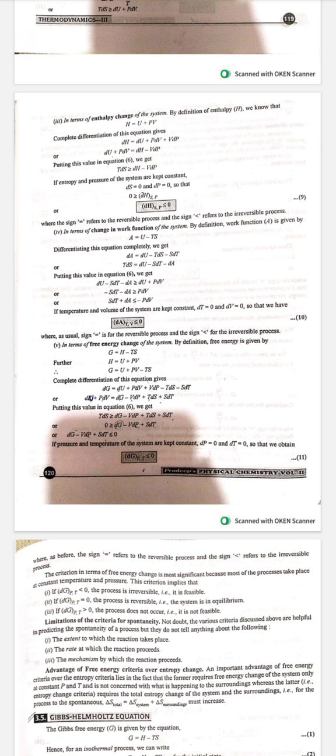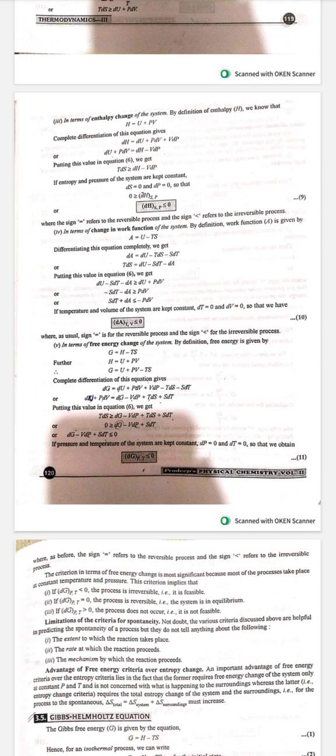Fourth, in terms of change in work function of the system, by definition of work function, A is equal to U minus TS. Differentiating the equation, dA is equal to dU minus TdS minus SdT. So TdS is equal to dU minus SdT minus dA. Putting in the equation, dU minus SdT minus dA is greater than or equal to dU plus PdV minus SdT, so minus dA is greater than or equal to PdV, that is, PdV is greater than or equal to minus SdT minus dA. If temperature and volume of the system are kept constant, dT is equal to 0 and dV is equal to 0.